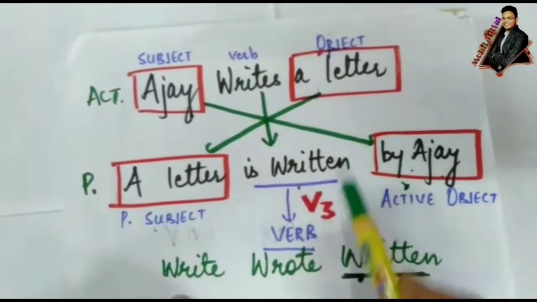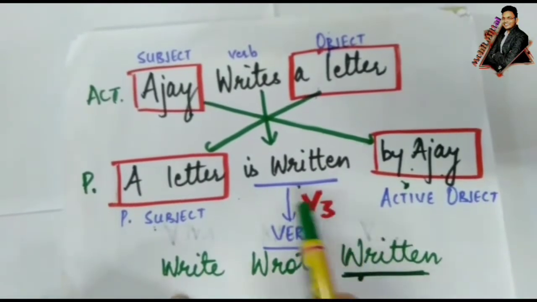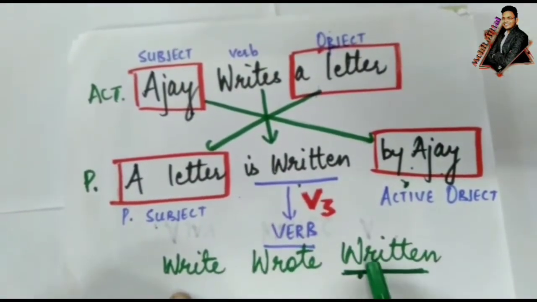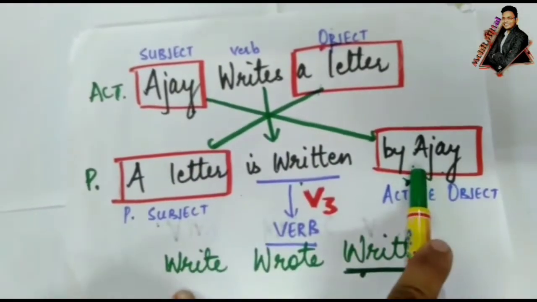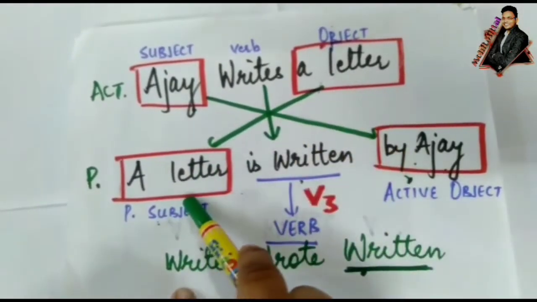And the verb is changed into the third form. For example, write, wrote, written. So the third form is used here. Ajay, the subject, has become the object. The object has become the subject.